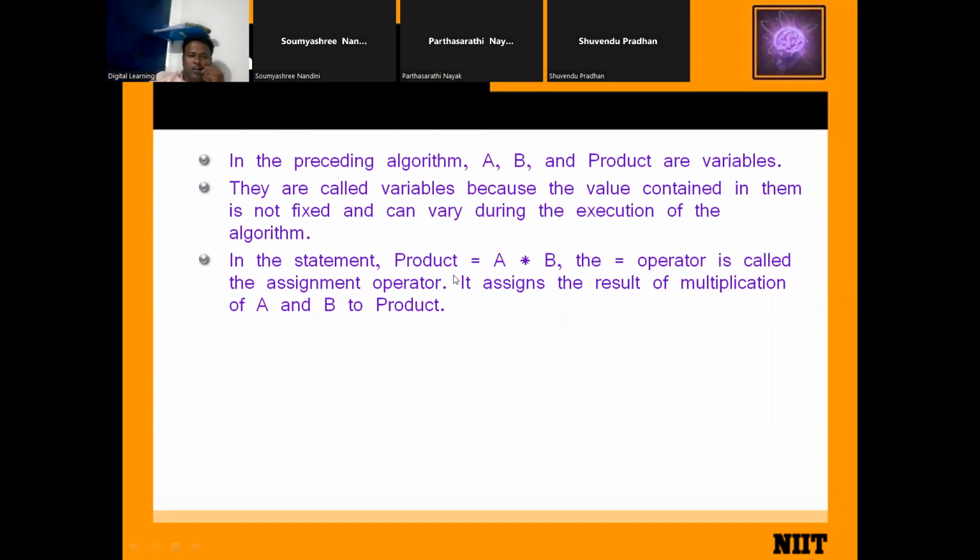Constant is a memory location where we store the value, and that value never changes.